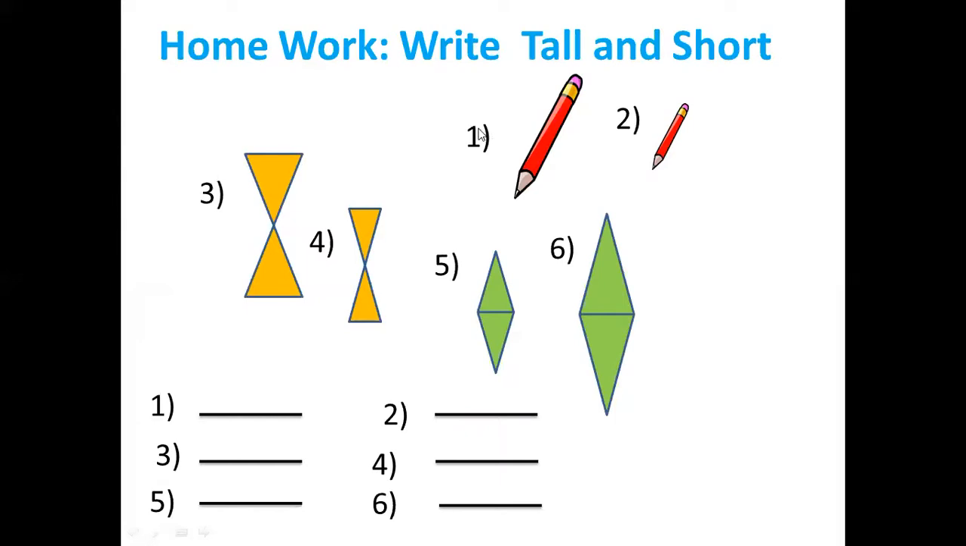Now look at number 1. Number 1 is taller, so you will write here taller. And number 2 is shorter, you will write here short. If you write number-wise, you don't need to draw the picture. But if it is easy for you to draw the picture, then label it under the picture. Understand? Well done.